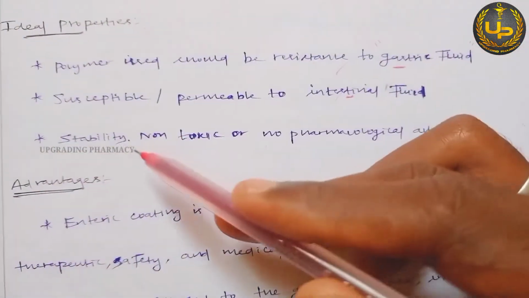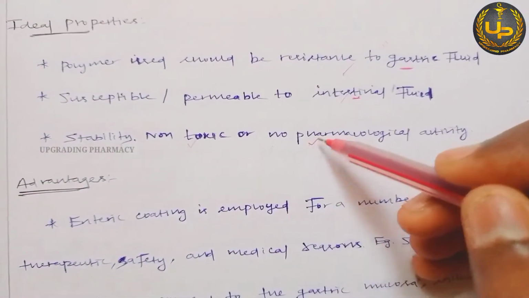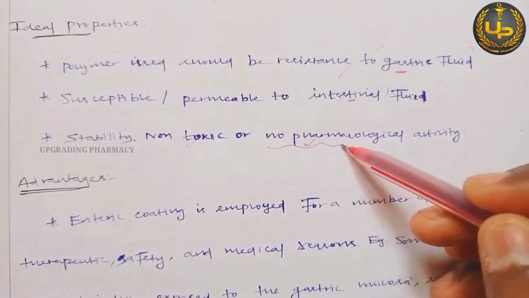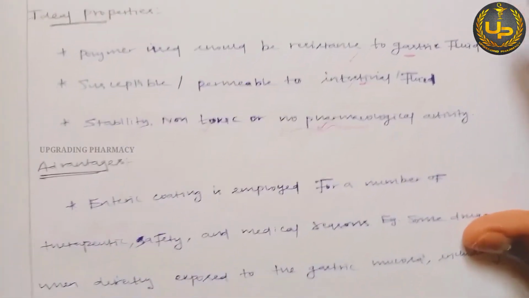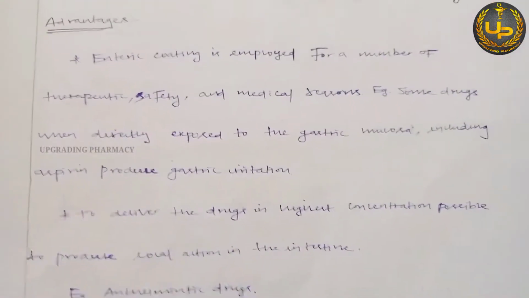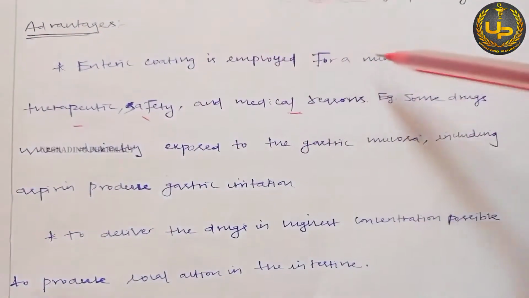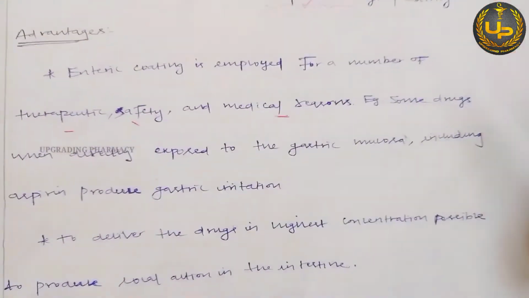Another is stability. The polymer should be stable, non-toxic and have no pharmacological activity. This is one of the major ones, because it does not produce any pharmacological activity and does not interfere with the drug's action. Next, advantages of enteric coating. What are the advantages of enteric coating? Enteric coating is employed for a number of therapeutic, safety and medical reasons.